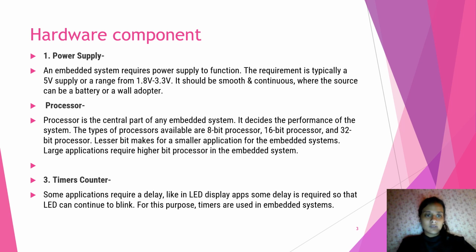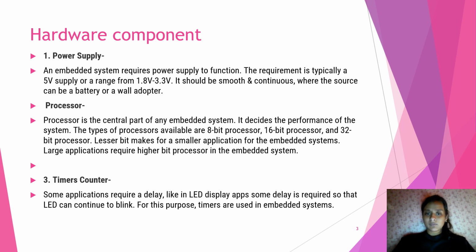The next topic begins with the processor. The processor is the central part of any embedded system. It decides the performance of the system. The processor decides the capacity, the efficiency, and the kind of performance of the system. The types of processors available are 8-bit, 16-bit, and 32-bit processors.